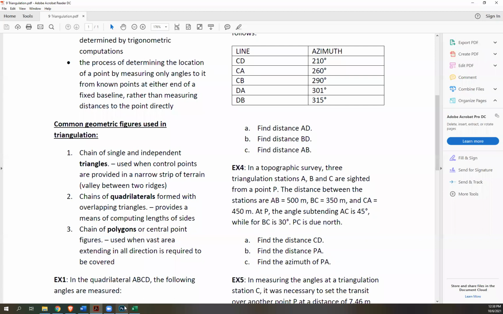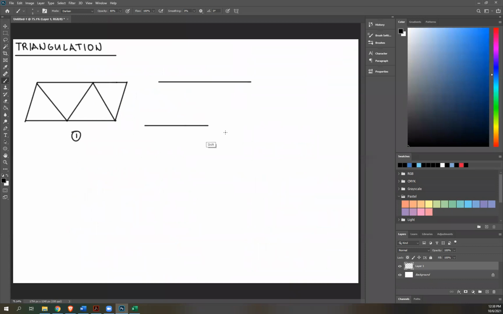Next, chains of quadrilaterals formed with overlapping triangles. This provides a means of computing lengths of sides. An example of how that looks is this. Okay, so overlapping triangles, let's say that's triangle 1. Triangle 1 overlaps this triangle, overlapping this triangle. So that's an example of a quadrilateral from overlapping triangles.